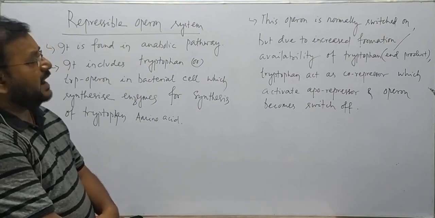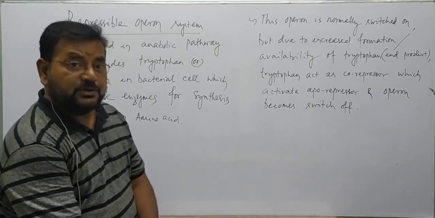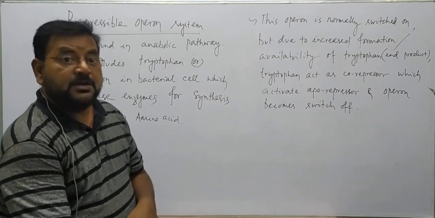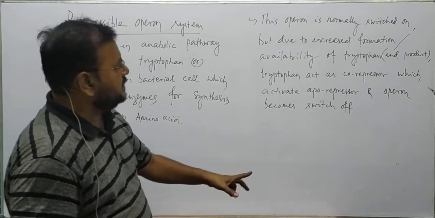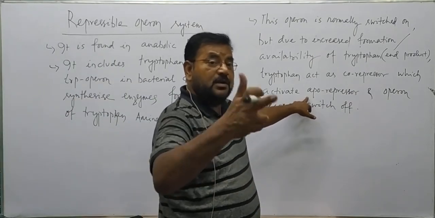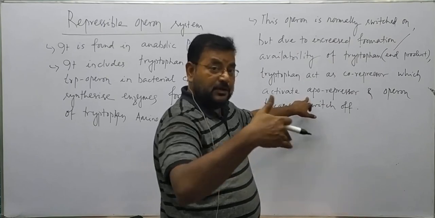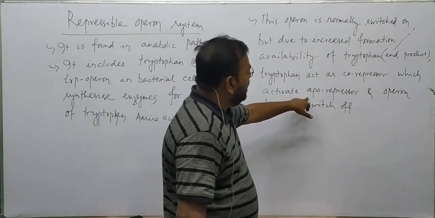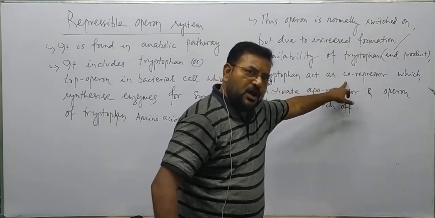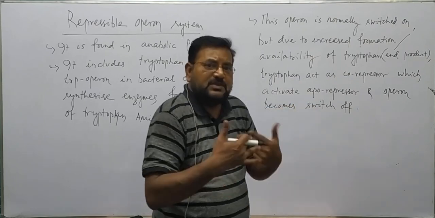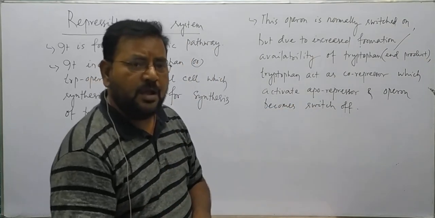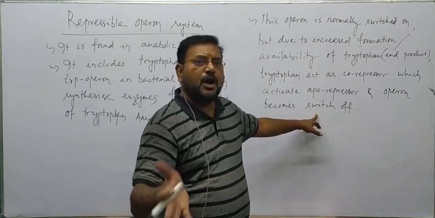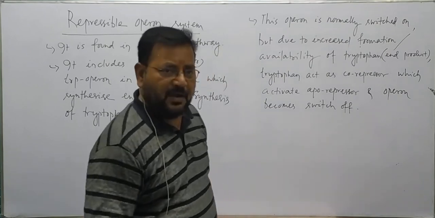So, in the lac operon, we have studied that the regulator gene produces an active repressor. But here in the trp operon, the regulator gene produces an inactive repressor that is known as aporepressor. When tryptophan, the end product, is accumulated inside the cell in much quantity, then tryptophan acts as co-repressor. The co-repressor binds with the aporepressor, so the repressor becomes active, and the repressor goes and binds to the operator gene, so that the operon becomes switched off. Otherwise, the operon is always on to produce the tryptophan.